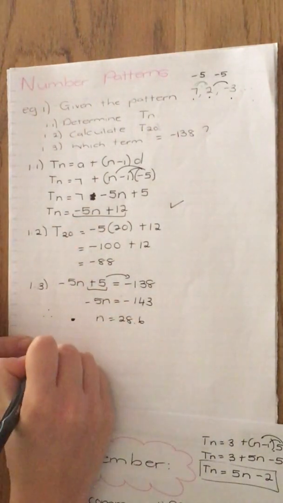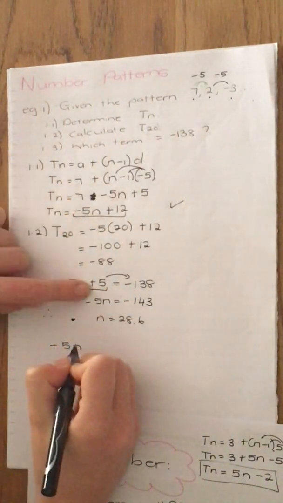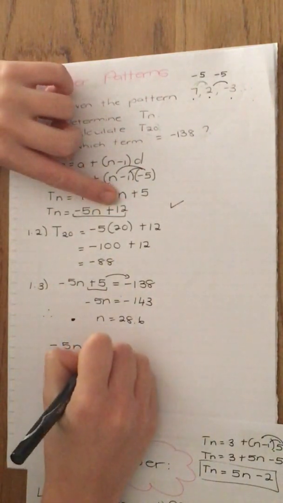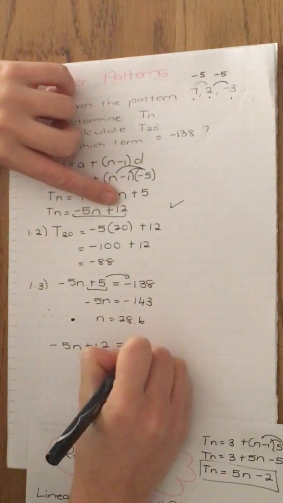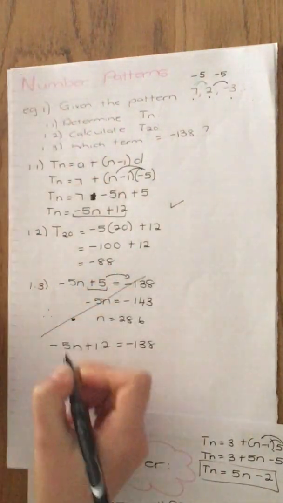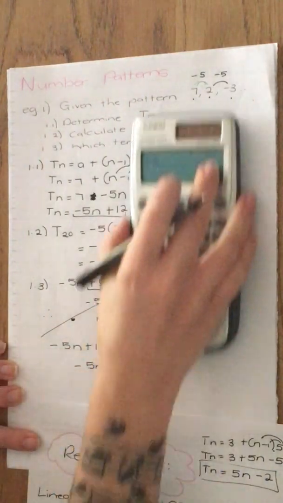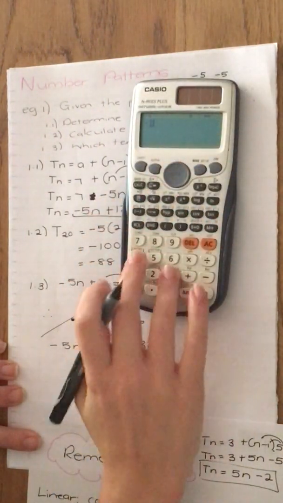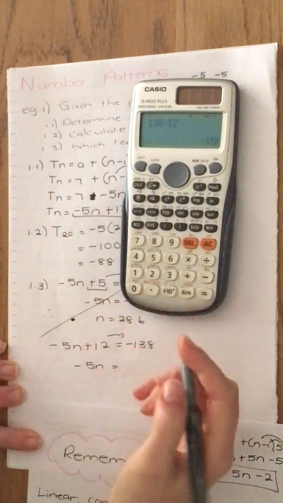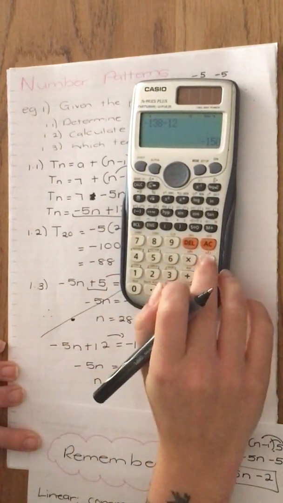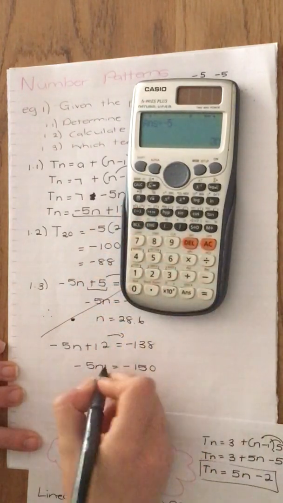Okay, so let's do it over. So it's minus 5n. I don't know why I wrote plus 5. So your formula is minus 5n plus 12 is equal to minus 138. There we go. That makes more sense. All right, so minus 5n. If we take the 12 over, minus 138 minus 12 is equal to minus 150. Then n will be minus 150 divided by minus 5, which is 30.